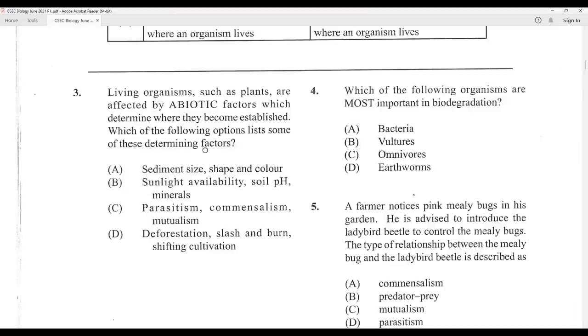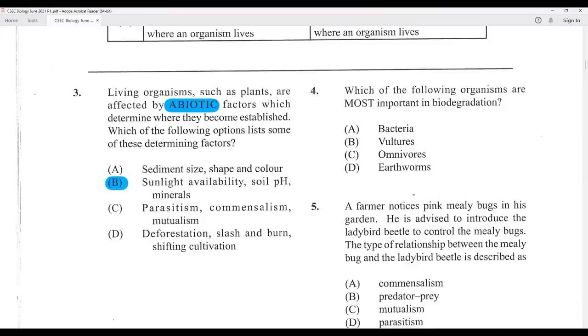Living organisms such as plants are affected by abiotic factors. Notice the capitalized word. Abiotic factors are non-living factors which determine where they become established. And they are talking about plants. Which of the following options lists some of these determining factors? Sunlight. We're talking about plants. So sunlight availability, soil pH, and minerals will be great factors.